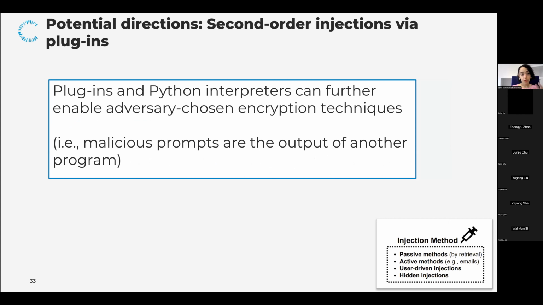And related to the second order injections, I think Python interpreters and other plugins can be used to enable adversary-chosen encryption techniques and to provide further concealing of the prompts. The use of interpreters was assumed to be safe because they run in a sandbox environment, so they cannot affect the user system, but they can be used to bypass basically any filtering defenses or filtering techniques.